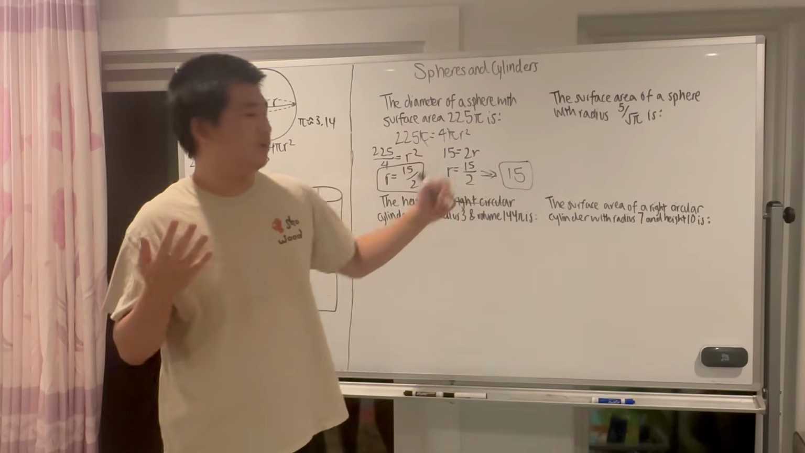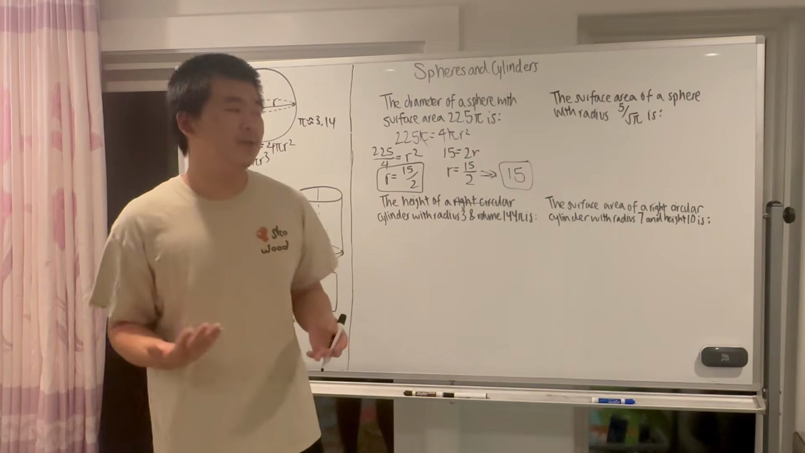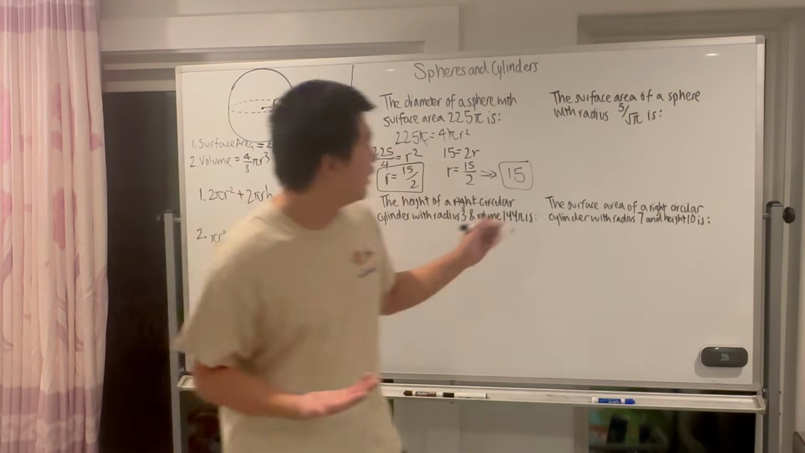But we can also go the other way, where they give you radius and they want surface area. And this is just a straight application of the formula, actually, so let's do it. 4 pi r squared.